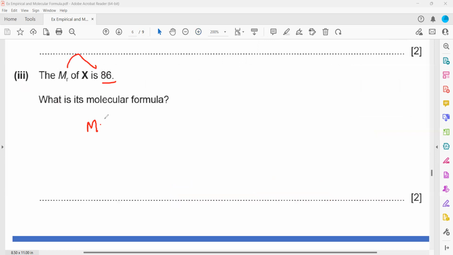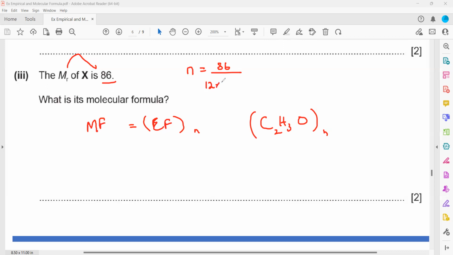The molecular formula is empirical formula times N. Empirical formula is C2H3O, and that was the last answer, multiplied by N. How to get N? N is the molecular mass, 86, divided by empirical mass. Empirical mass is from the empirical formula. So carbon is 12 multiplied by 2, plus hydrogen is 1 into 3, plus oxygen is 16. So this will be 24 plus 3, 27, plus 16, so 43. So 86 divided by 43, N is equal to 2.